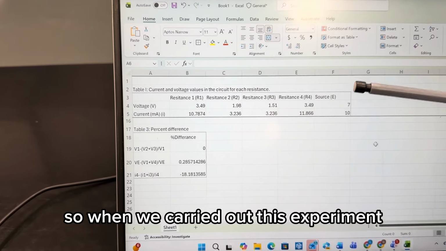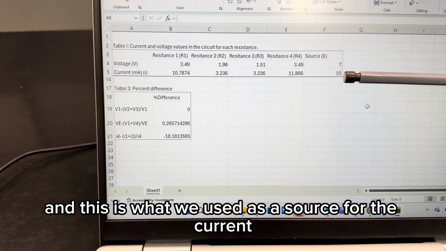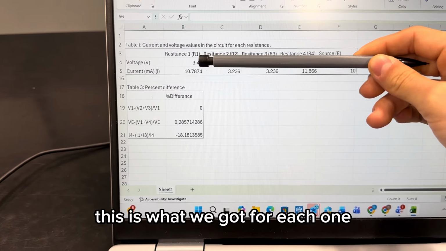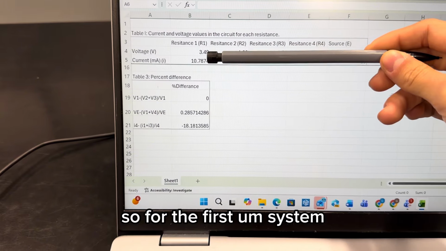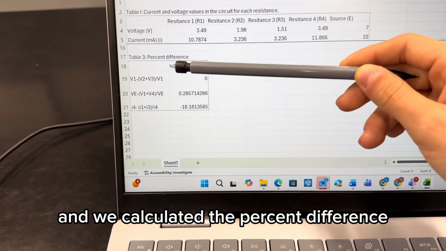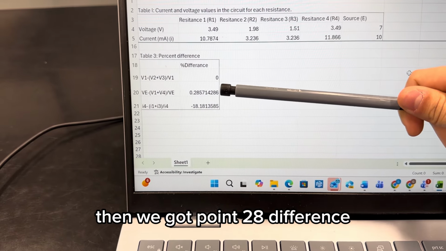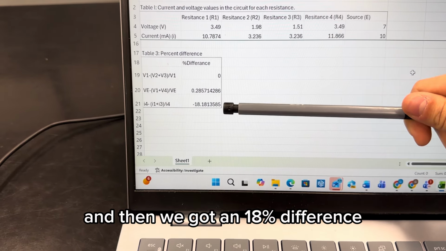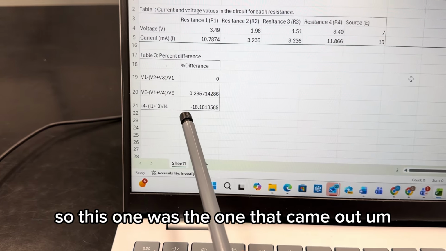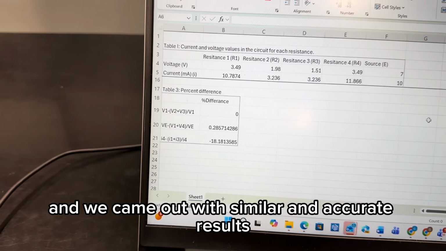When we carried out this experiment, this is what we used as the source for the voltage, and this is what we used as a source for the current. This is what we got for each one: for the first system, then the second, the third, the fourth. We calculated the percent difference with these tables. For the first one, we got 0%, then we got 0.28% difference, and then we got an 18% difference. So this one was the one that came out the most different for us. Overall, it was a very good experiment, and we came out with similar and accurate results.